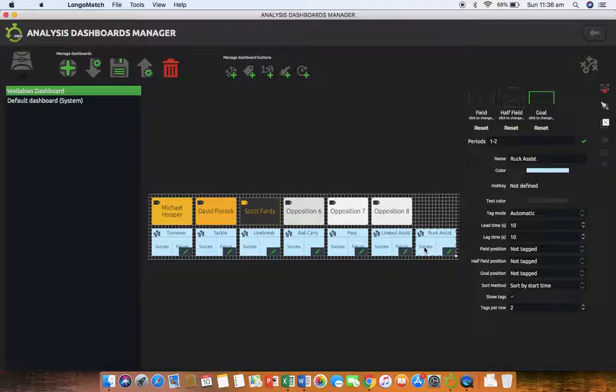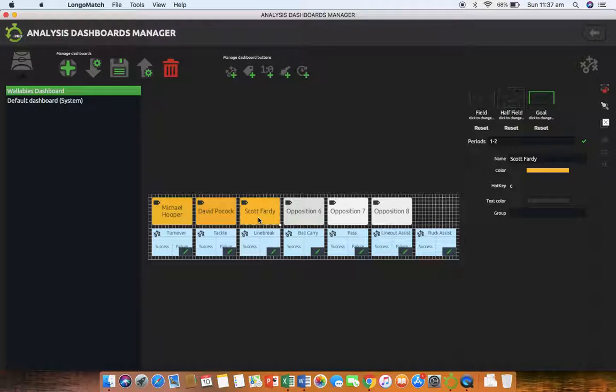I've chosen the dashboard in this way just to try and get it as simple as possible, considering this is my first attempt at using Longo Match software. So in terms of doing the coding for the first time, I wanted to make sure it was as easy as possible to use. And then if someone were to pick this up after myself as well, it would be quite simple for them to pick it up and do this coding software.